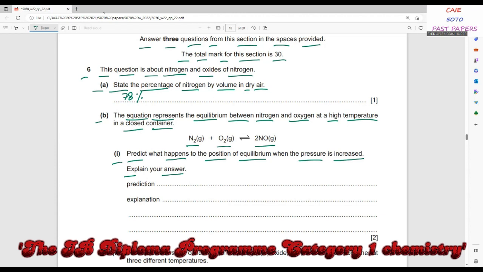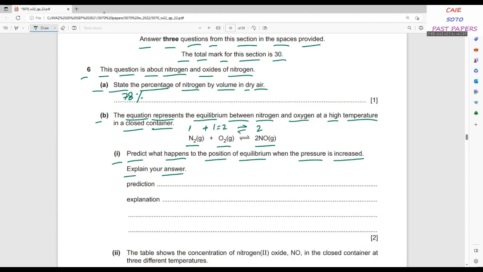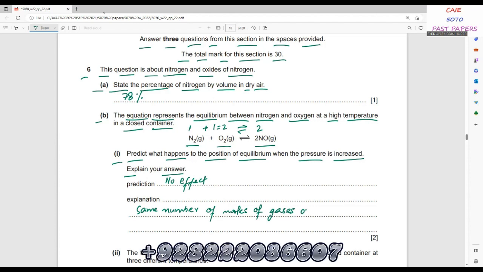So if you count the number of moles here, on the reactant side, it is 1 plus 1, which will be 2, and on the product side, again 2. So the number of moles are same on both the sides, so there will be no effect on the position of equilibrium. No effect. And reason will be simple. Same number of moles of gases on each side of the equation.